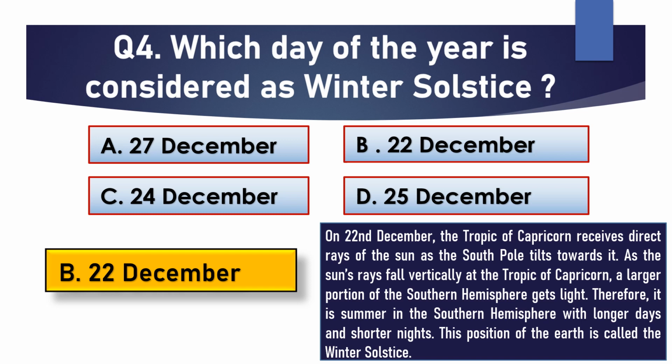On 22nd December, the Tropic of Capricorn receives direct rays of the Sun as the South Pole tilts towards it. As the Sun's rays fall vertically at the Tropic of Capricorn, a large portion of the southern hemisphere gets light. Therefore, it is summer in the southern hemisphere with longer days and shorter nights. This position of the Earth is called the winter solstice.